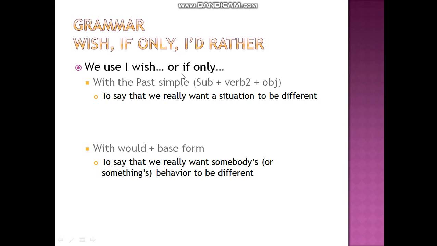We use I wish or if only with a past simple. What is the tense of the past simple? It's subject plus verb 2 plus object. Why do we use it with the past simple? To say that we really want a situation to be different. We really want something to change. We don't like how it is now. We really want it to change.